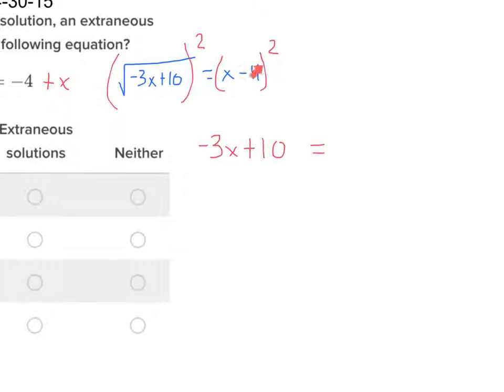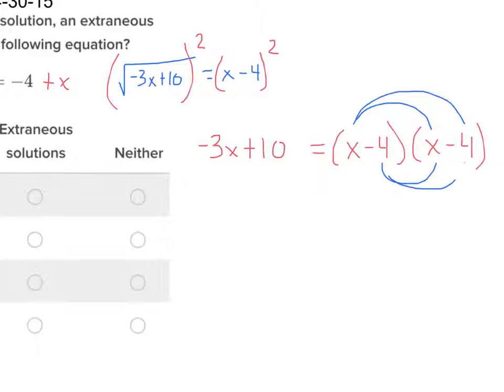Now, x minus 4 squared does not mean x squared plus 16. It does not mean that. It also doesn't mean x squared minus 16. When you do x minus 4 squared, you're doing x minus 4 times x minus 4, like that. So now I'm going to distribute. I'm going to take this x and multiply it by both terms in the binomial. And I'm going to take this negative 4 and multiply it by both terms in the binomial.